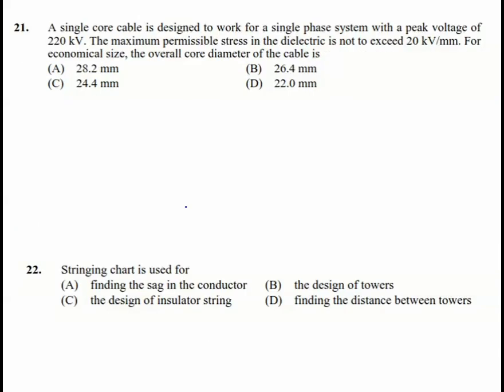Next question here on the screen, the 21st question. A single core cable is designed to work for a single phase system with a peak voltage of 220 kV. So V max is 220 kV, the maximum voltage. The maximum permissible stress in the dielectric should not exceed 20 kV per millimeter. So E max should be equal to 20 kV per millimeter. It should not be more than 20 kV per millimeter.